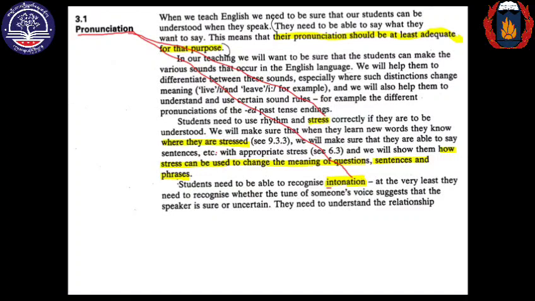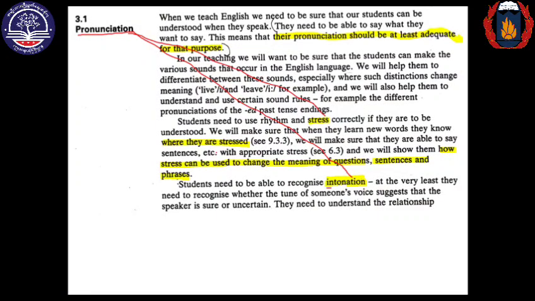Handsome. Where is the stress? How many syllables are there in this word? Two syllables. Where do you think the stress is? On the first or on the second? I think on the second.